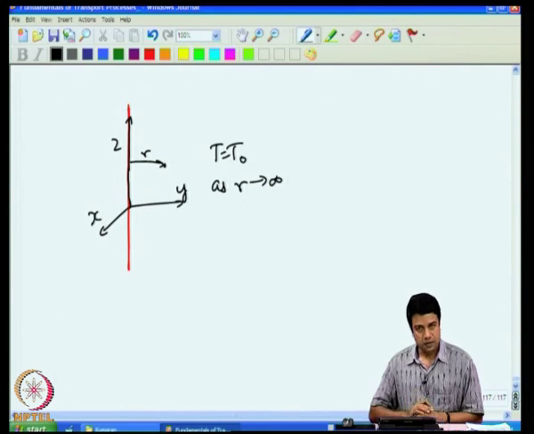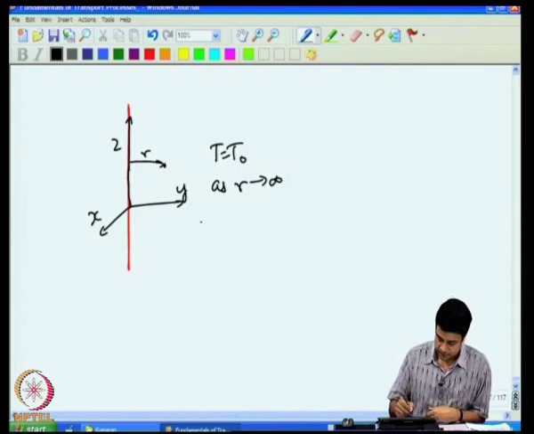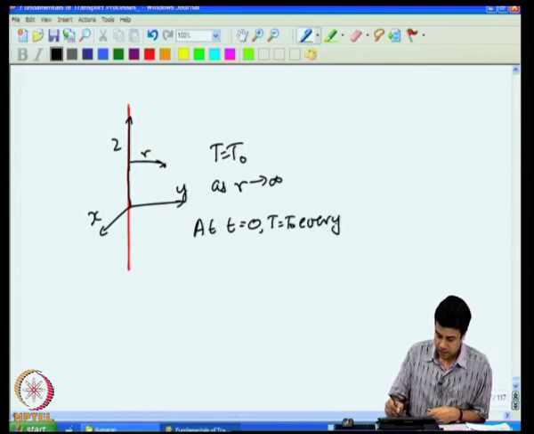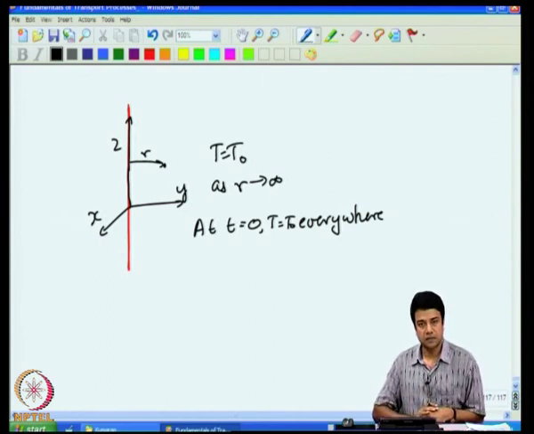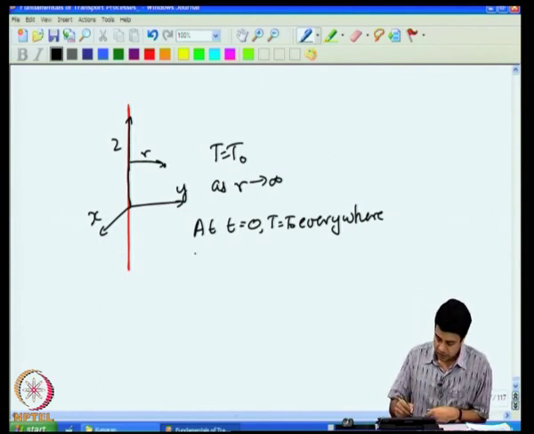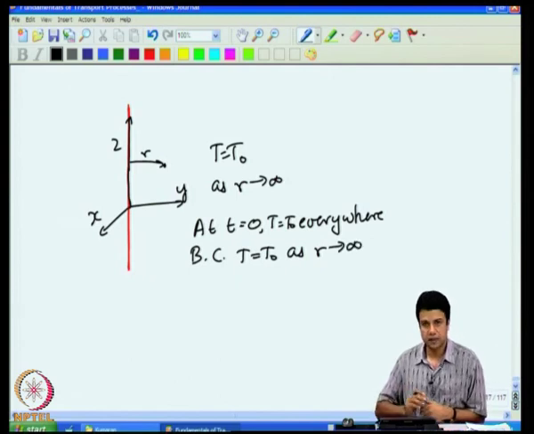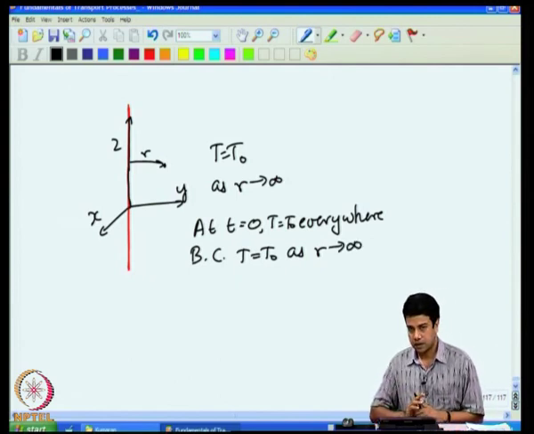So, the analog of this problem is to say that initially at time t equal to 0, T is equal to T naught everywhere. So, this is the initial condition for the unsteady problem. The boundary condition: T is equal to T naught as r goes to infinity. The cylinder, the wire in this case, is located at r equal to 0.